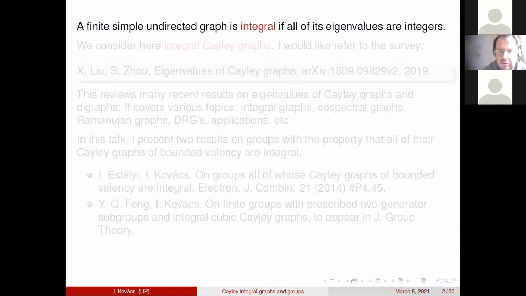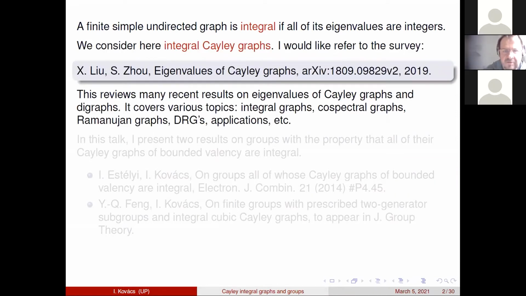In my talk, all graphs are finite, simple, and undirected. We say that such a graph is integral if all of its eigenvalues are integers, and I mean the usual eigenvalues. More particularly, we consider integral Cayley graphs.